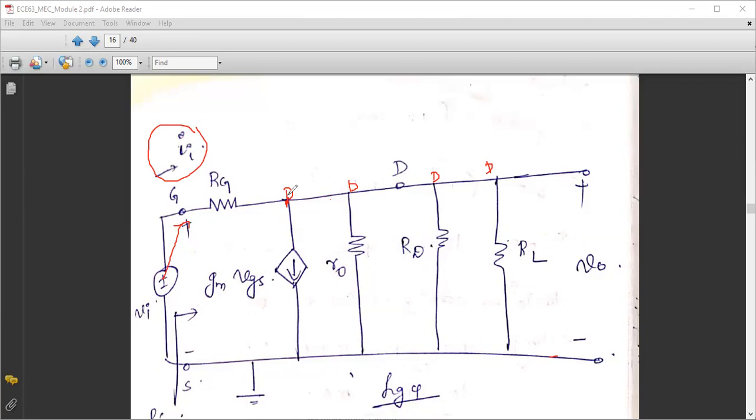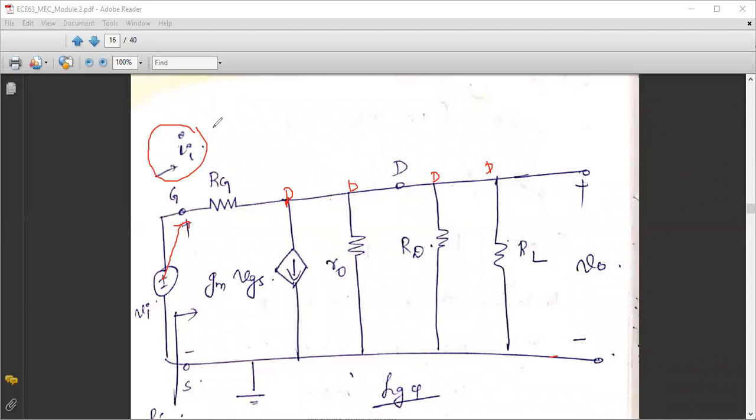How can you write the voltage at the drain terminal? What is the voltage at drain terminal? See, these are all drain terminal only. These terminals are common only. So what will be the voltage at drain as per the equivalent circuit? It is V naught, isn't it? It is V naught. So the potential difference is Vi minus V naught.